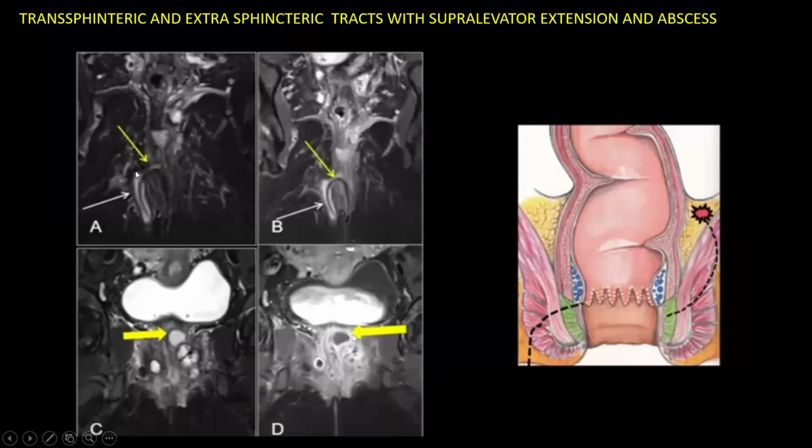And then it sort of curves, crosses, perforates both these sphincters and becomes transsphincteric. So there is an extrasphincteric tract which becomes transsphincteric. What happens on the left side?